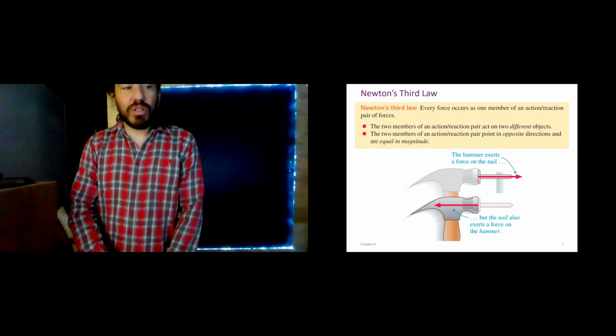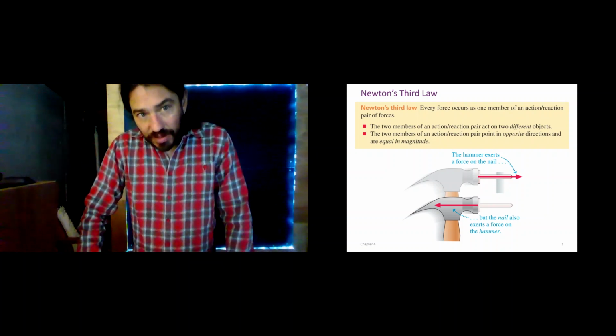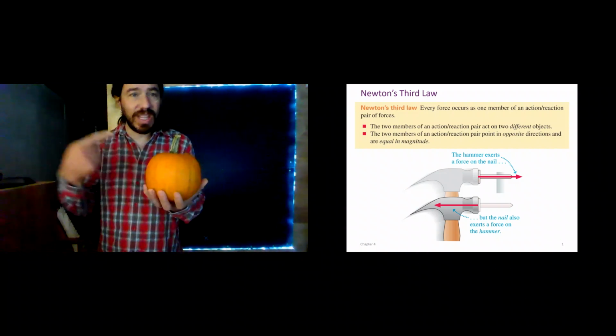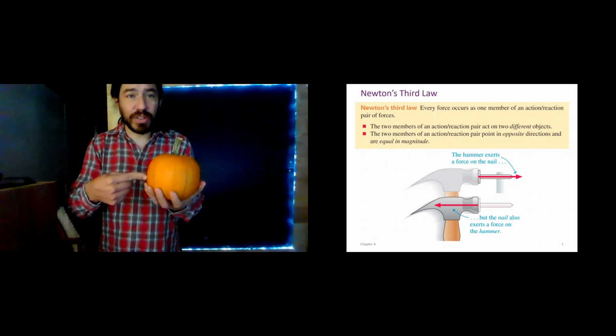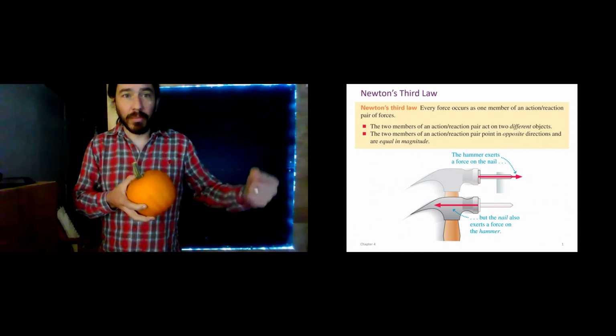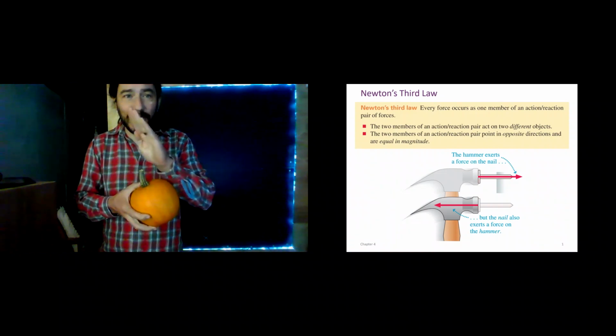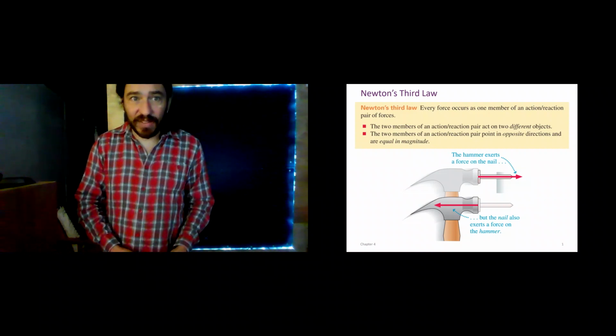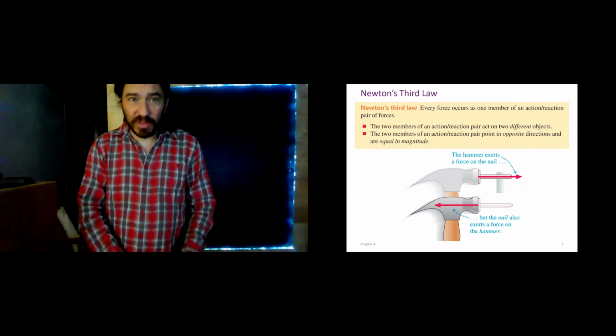The two members of an action-reaction pair are in opposite directions, but equal in magnitude. In other words, if I push on the pumpkin with 5 newtons in that direction, then the pumpkin pushes on my finger with 5 newtons in that direction every time. There is nothing that I could do to change that fact. This is an always type of situation.